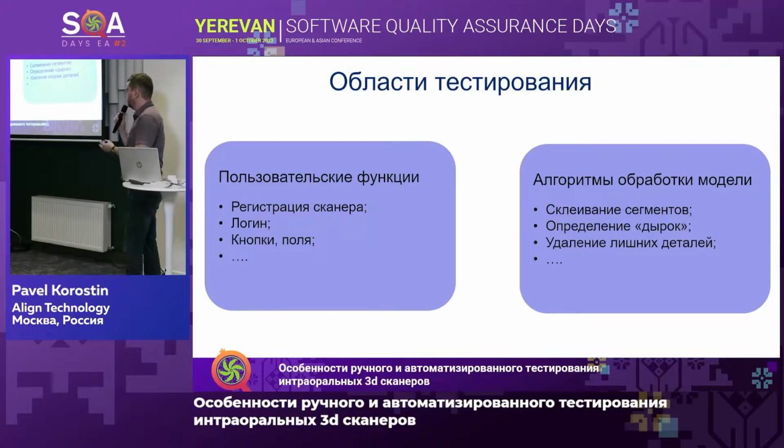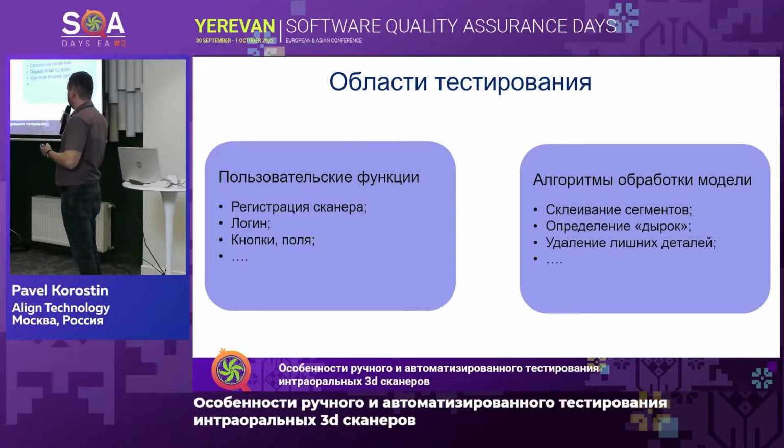Okay, now a bit closer to the testing. Conditionally speaking, we can subdivide the whole scope of testing into two large areas. The first one would be the regular user interface, some kind of fields, buttons, stuff. There is nothing too extraordinary here. Regular testing, like everywhere else, we have some requirements. We make up trivial test cases and do our testing like this.